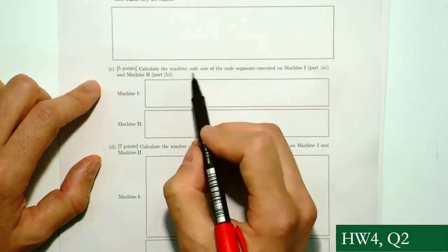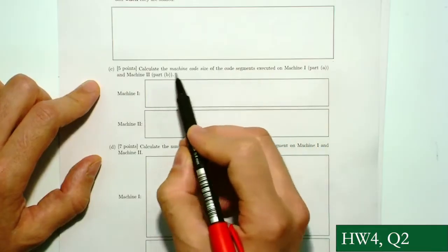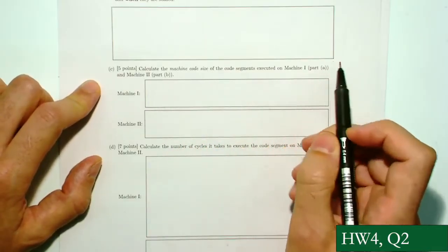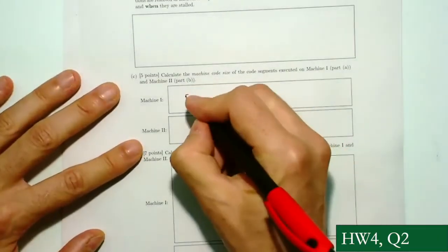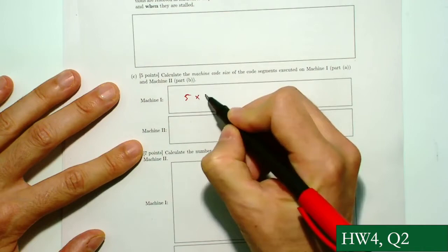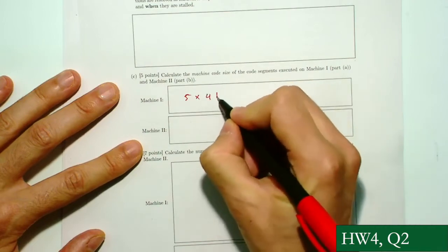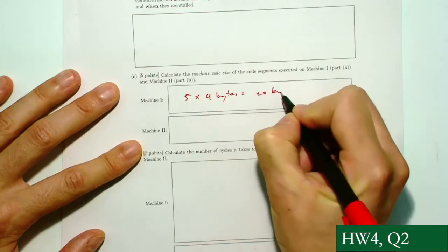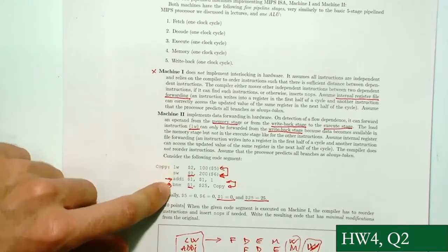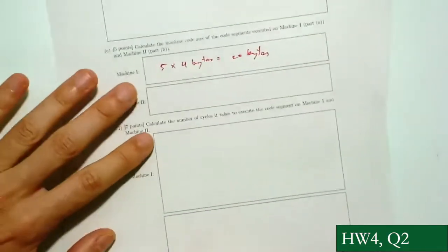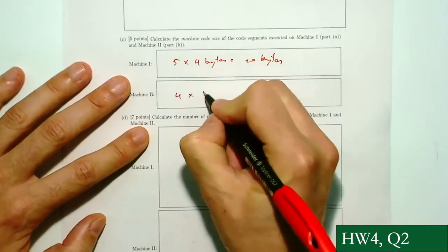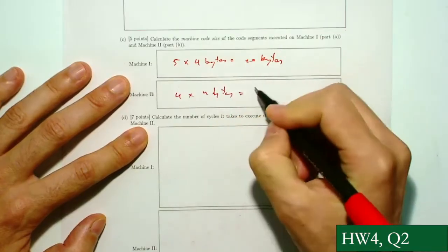So calculate the machine code size of the code segments executed on machine 1 and machine 2. In machine 1, we have basically 5 instructions, and each instruction is 32 bits, or 4 bytes. So we have 20 bytes. And in machine 2, we have exactly the same code, so the compiler doesn't insert anything. We solve the dependencies in hardware. So we have 4 instructions, 4 by 4 bytes, that is 16 bytes.